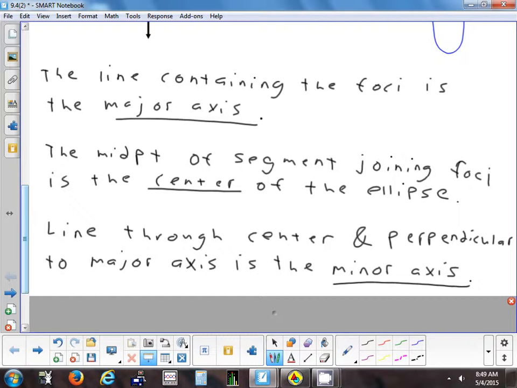Okay. Another term is the minor axis. Well, the minor axis, first of all, goes through the center. It's perpendicular to the major axis, and that's how you define it. It goes right through the center, perpendicular to the major axis. Parabolas don't have a minor axis either. Okay, so these are all new terms.